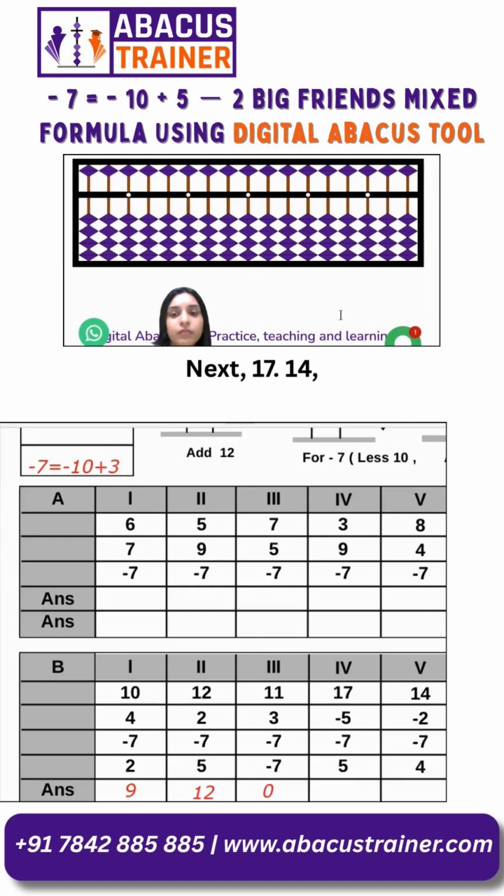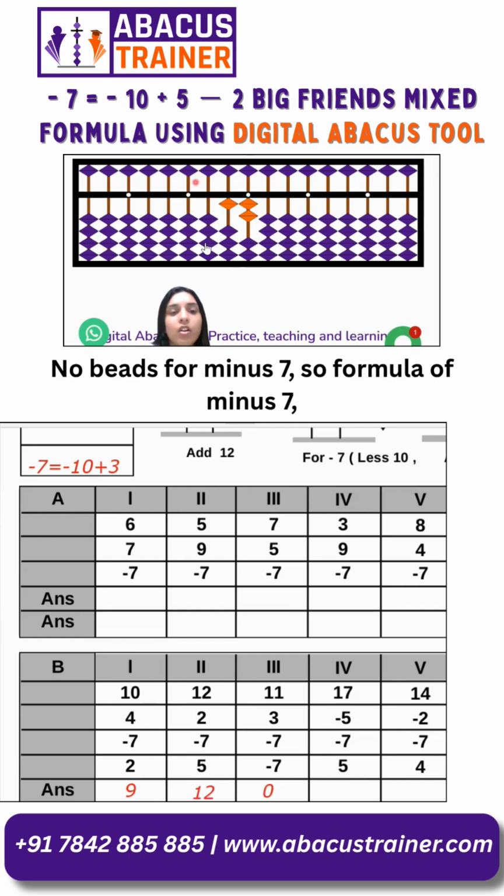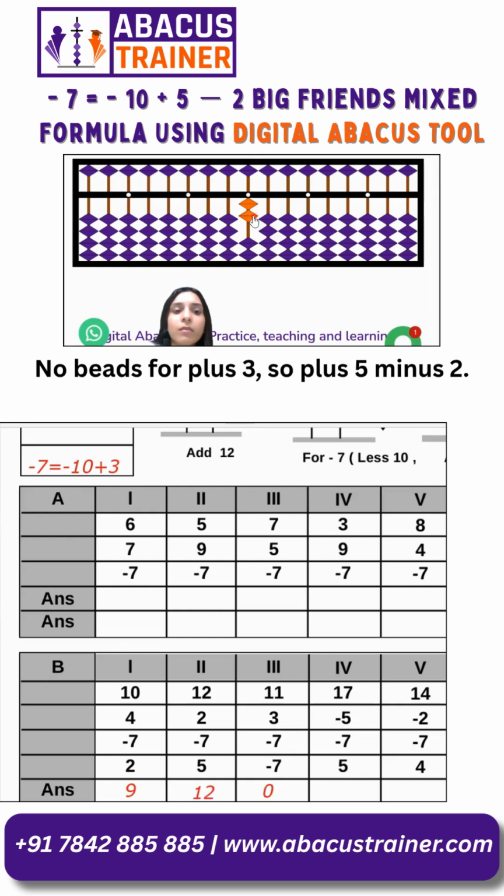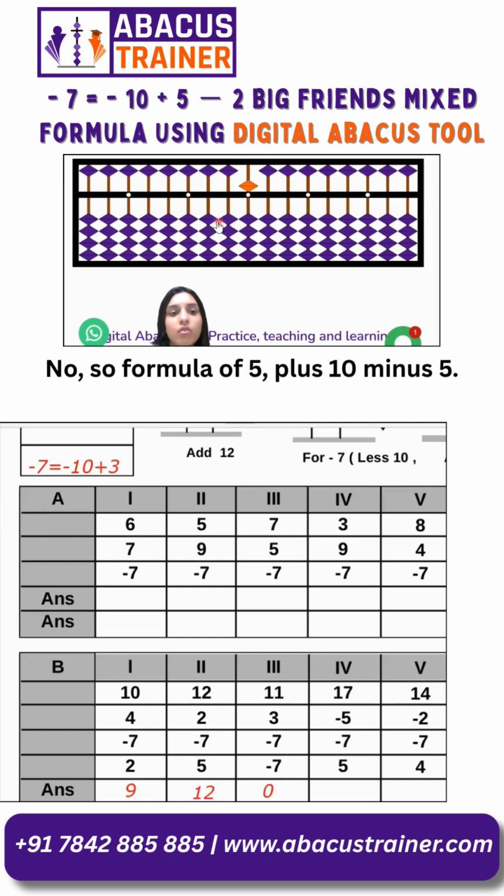Next, 17, -5, -7. No beads for -7, so formula of -7, -10 +3. No beads for +3, so +5 -2. Now +5. Do I have beads for 5? No. So formula of 5, +10 -5. My final answer is 10.